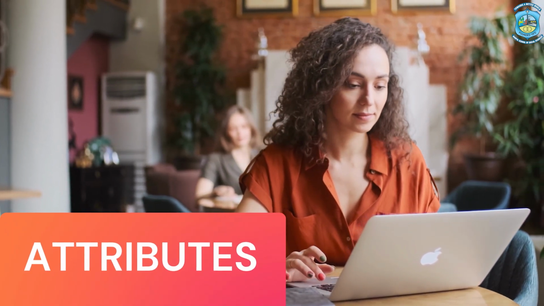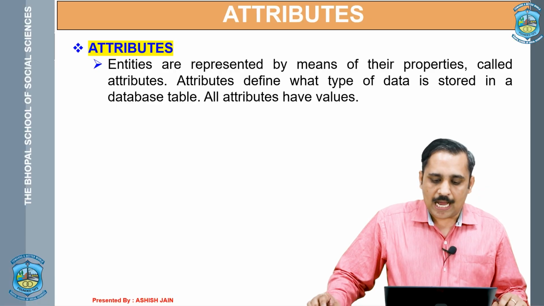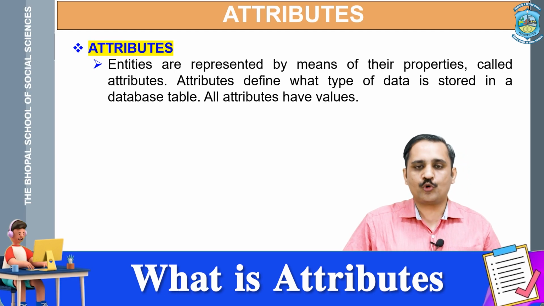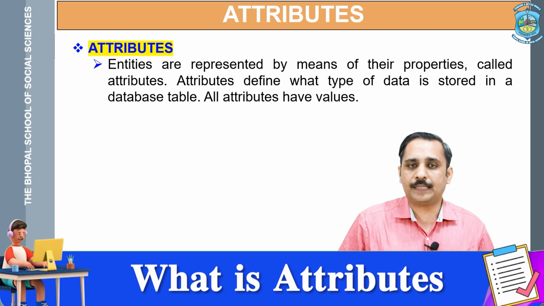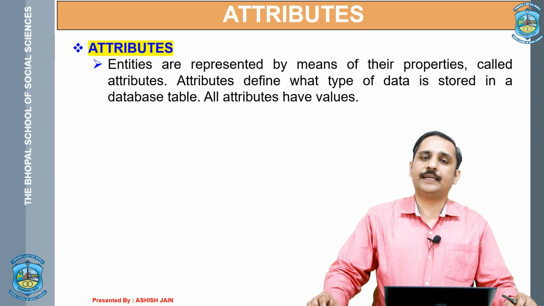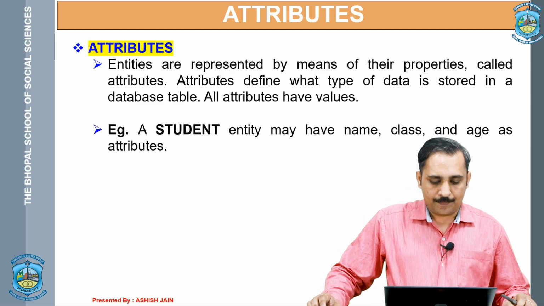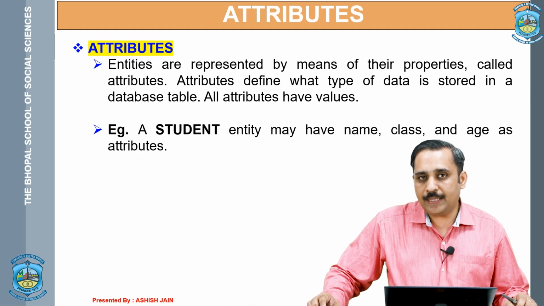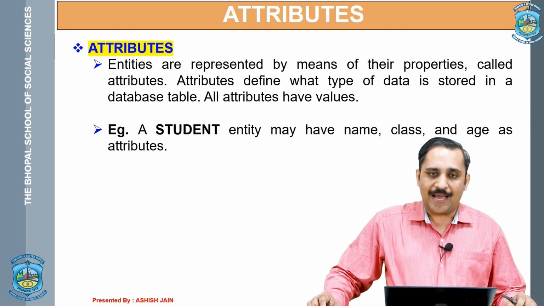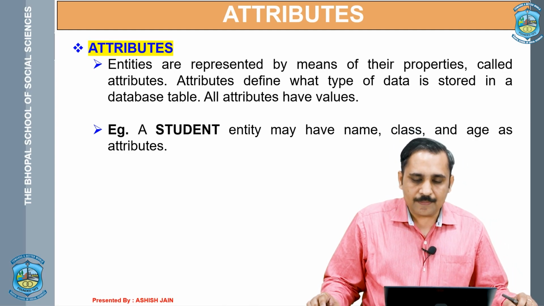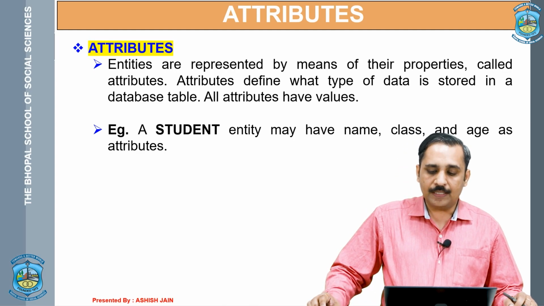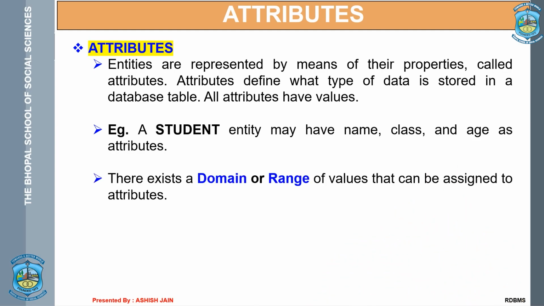Now, we come to the next component, which is attribute. Attributes are those properties by which we represent the values of entities, and together if you join all the properties you get the information about one particular entity. Attributes also define what type of data is stored in a database table. For example, a student entity may have its name, the class and age as attributes, and based upon the type of the values it stores, it has a definite type. A name has an alphanumeric type, class has an alphanumeric type, age is a numeric type, and so on.